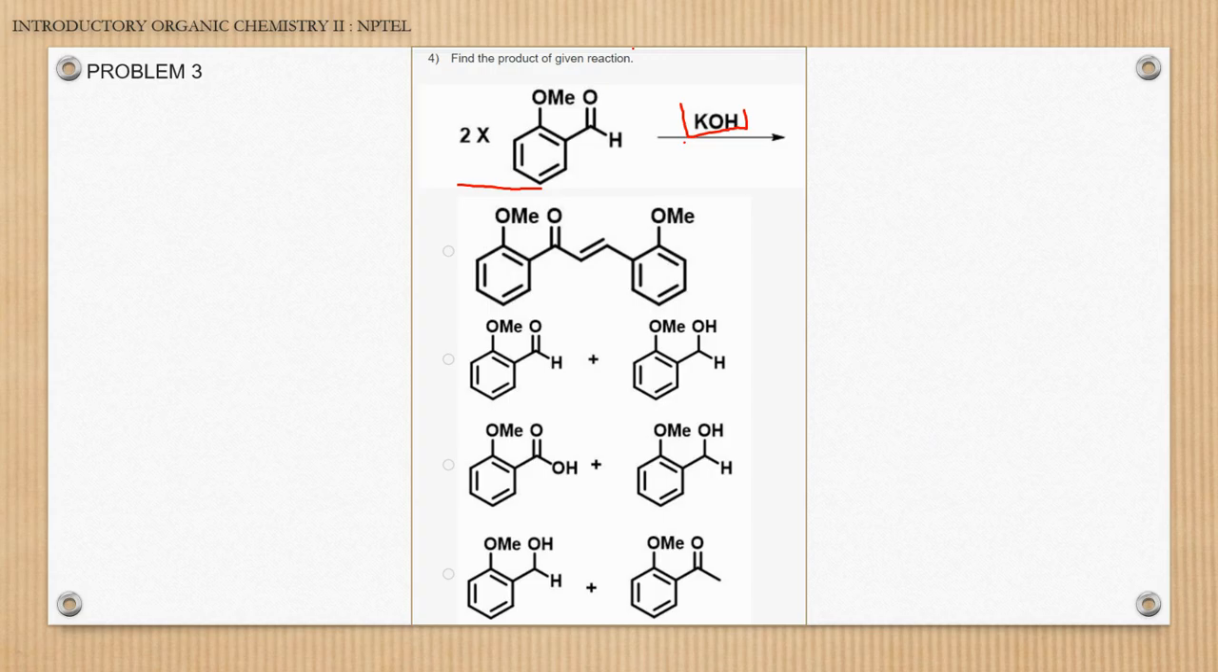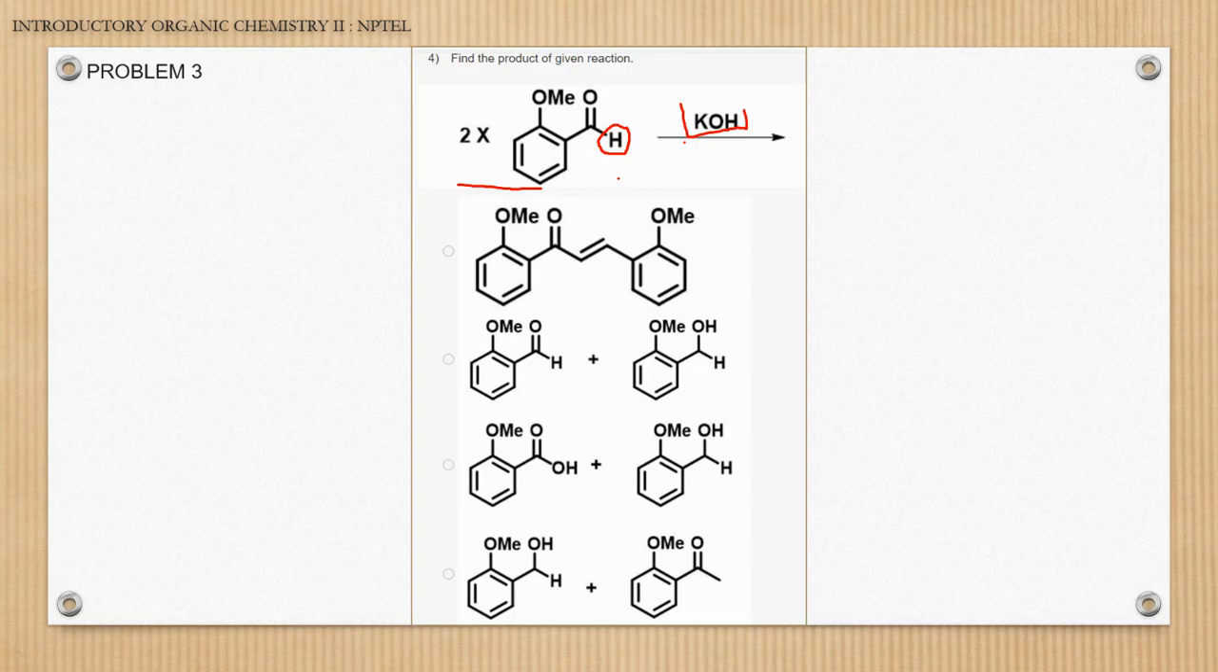Aldehydic proton, ma'am. No, actually, it cannot abstract this proton because it is not on an alpha carbon. Yes, it cannot abstract this aldehydic proton. This is not a ketone, this is an aldehyde, so it cannot be abstracted. This is not an alpha proton, and as you can see here, there is no acidic proton present in the system, right? So now what will happen? Base has no choice of abstraction of proton.